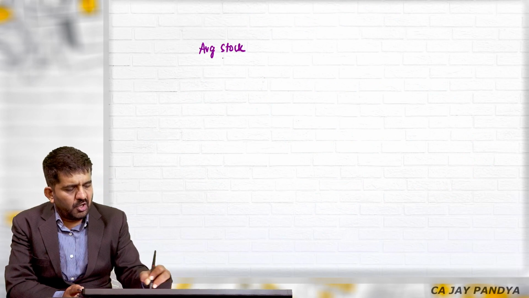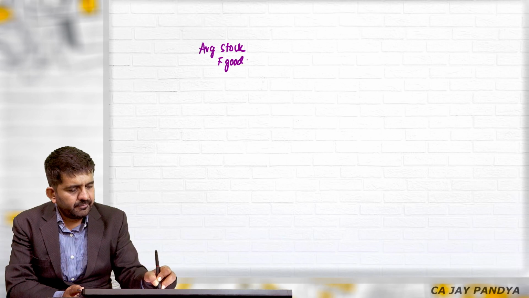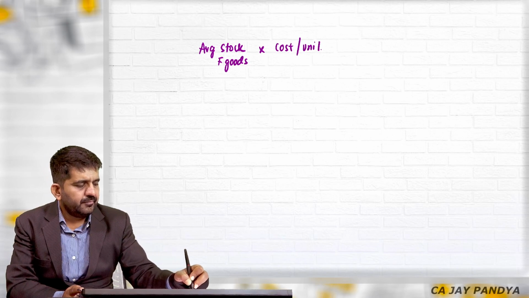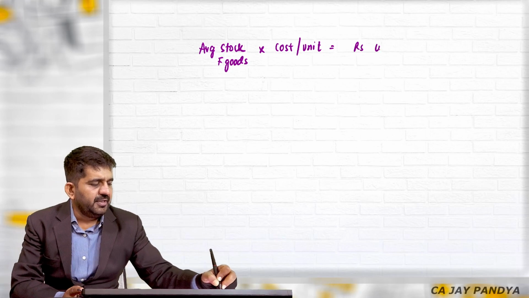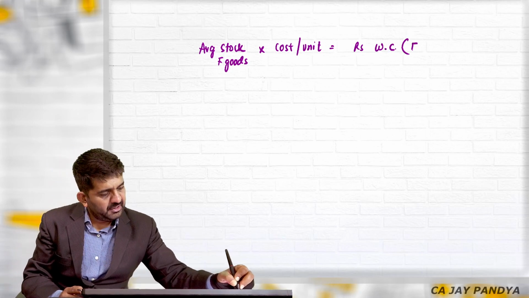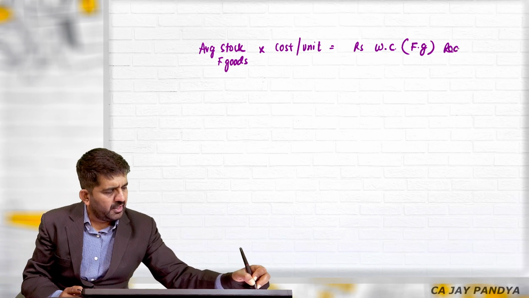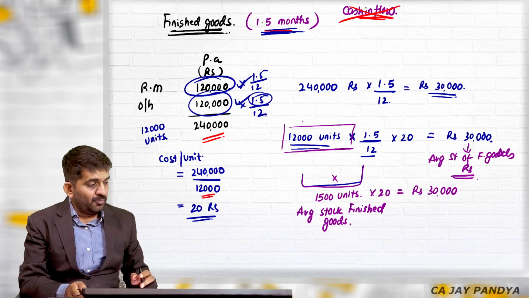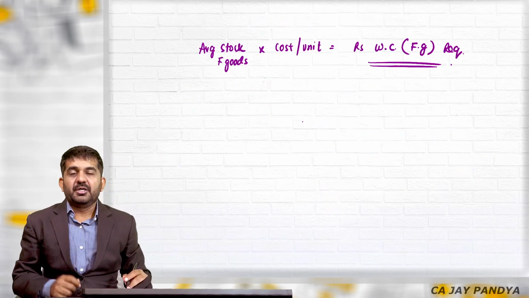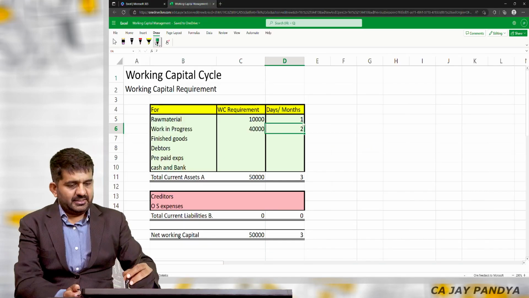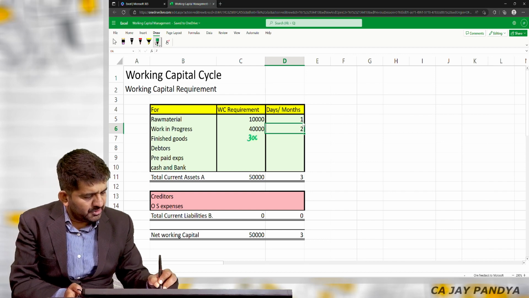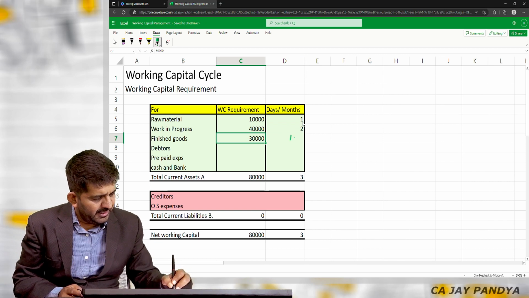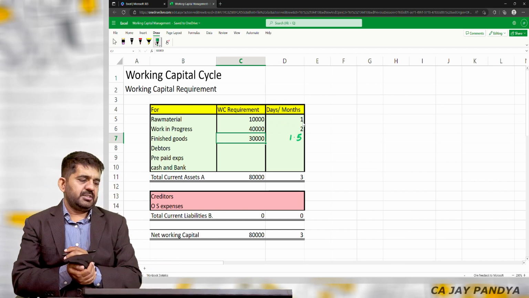So what we can do is also this: average stock of finished goods multiplied by cost per unit, I will be getting the working capital finished goods requirement in rupees. And how much is our answer? 30,000. Try to understand this. Our finished goods requirement is 30,000 rupees and it is for 1.5 months.